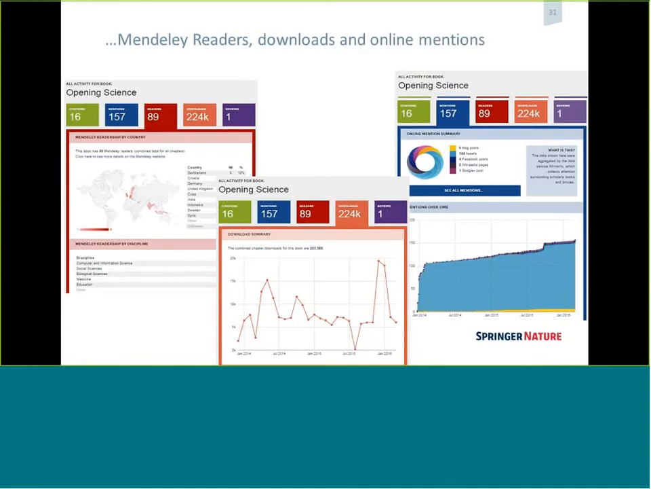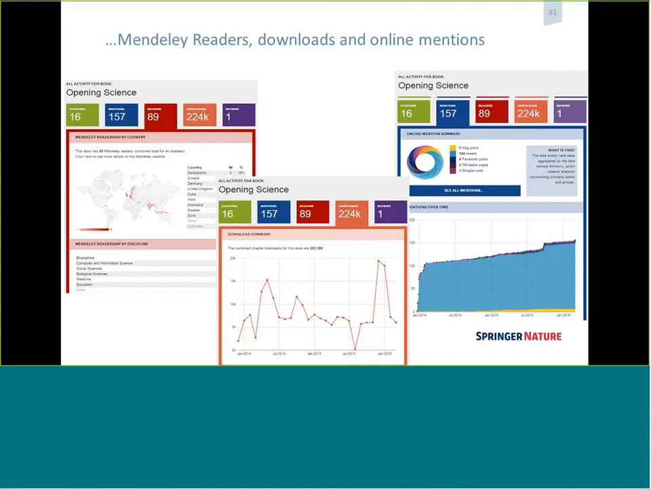Then we have the Mendeley data. Now, we call this Mendeley readers, and that means that somebody has a PDF of a chapter or a book in their Mendeley library. The data you see here is a little demographics, if they've opted to show their demographics, and you know where the people are that are reading your book.